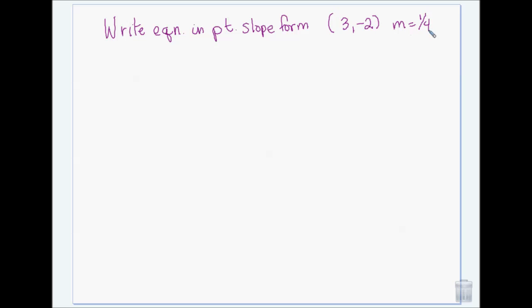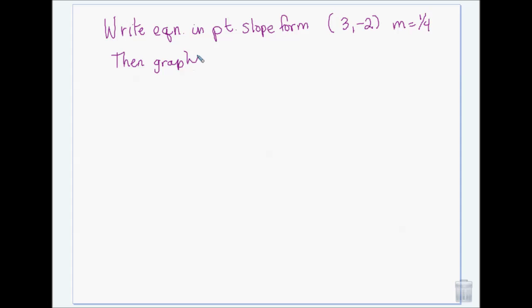Okay, so what we're going to do then is we're going to write an equation in point slope form that goes through the point 3, -2, and the slope is 1/4. And then we're going to graph it.